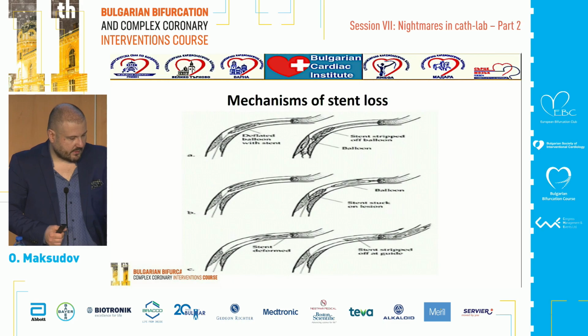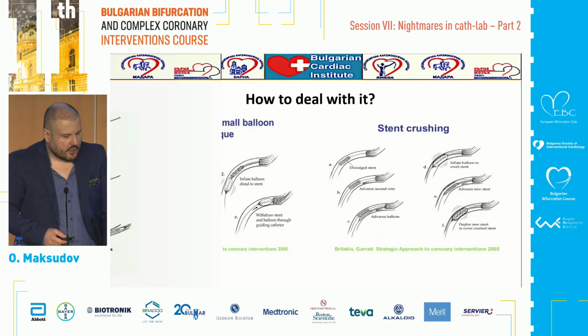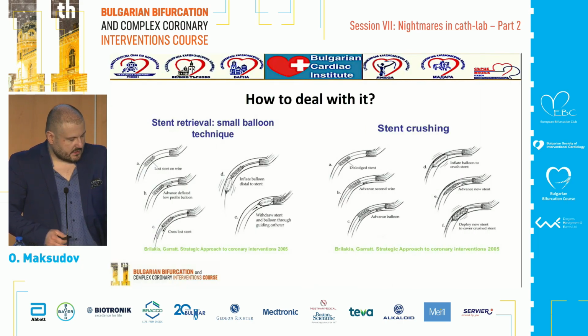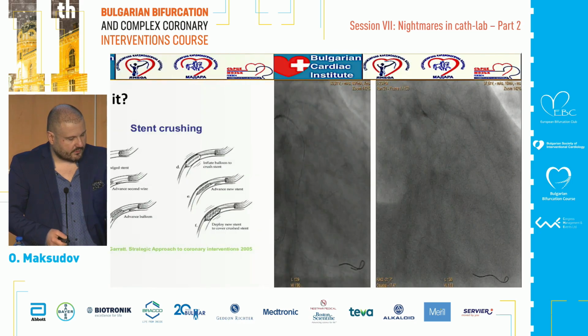Clear situation, what to do next? Everybody is familiar with the mechanisms of stent loss. This was a clear stent stripped off the balloon situation. So how to deal with it? There are several options in these kinds of situations. First of all, stent retrieval with the small balloon technique, and stent crushing. I tried both of them.